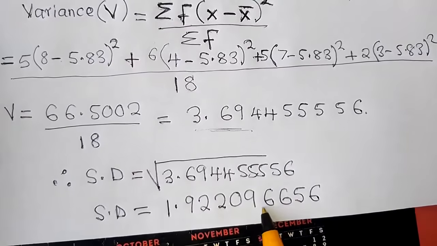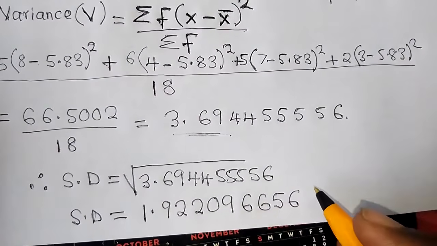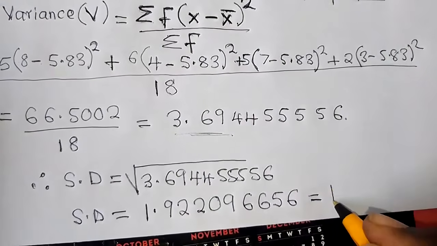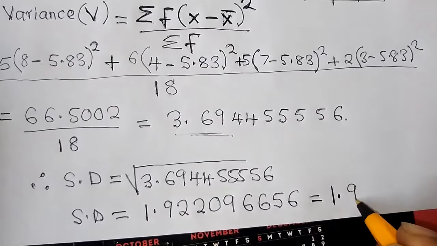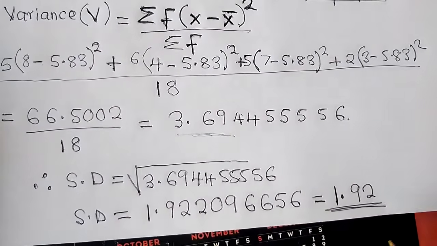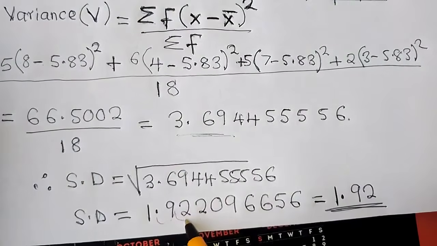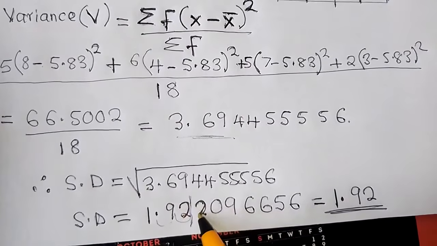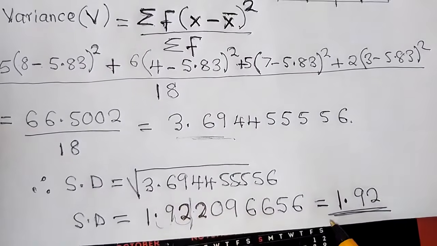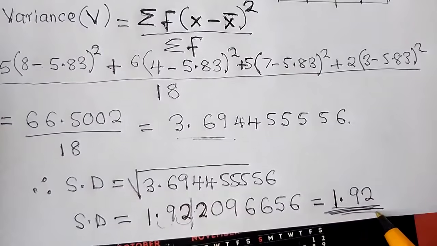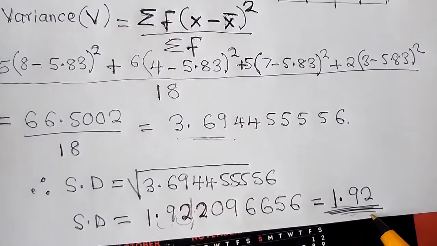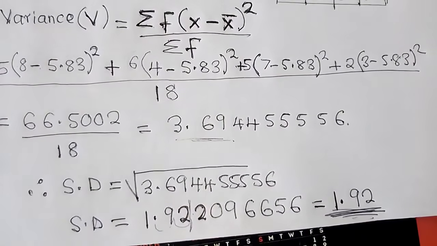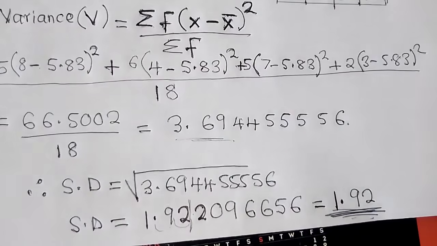So this is your standard deviation. You can also write it properly in 2 decimal places, where it will be 1.92. From here, 1, 2, boundary line here. This number is less than 5, so this will maintain 92. So this is your standard deviation. Once you write this, you are given the 6 marks. Have you seen the 6 marks? So this is what we need to do and practice.